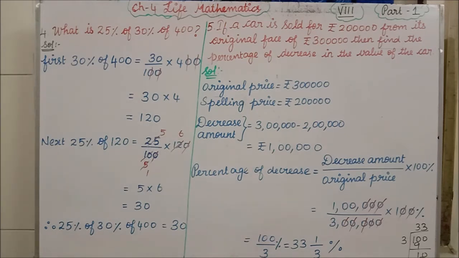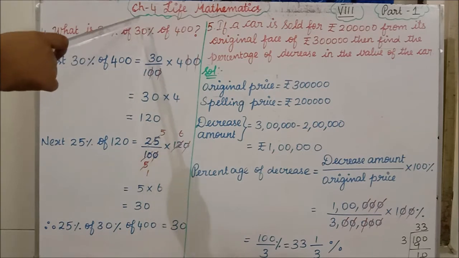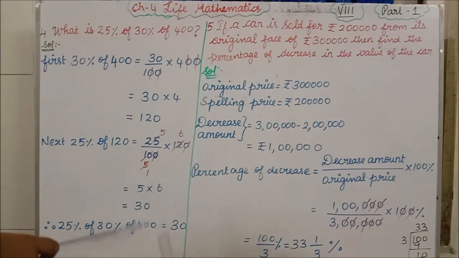Clear? Now what is left in the numerator? In the numerator we are having only 5 into 6. In the denominator we are having 1. It is understood even if you are not writing it. Clear? So 5 6s are 30. So the answer for the 25 percentage of 30 percentage of 400 is equal to, the final answer is 30.